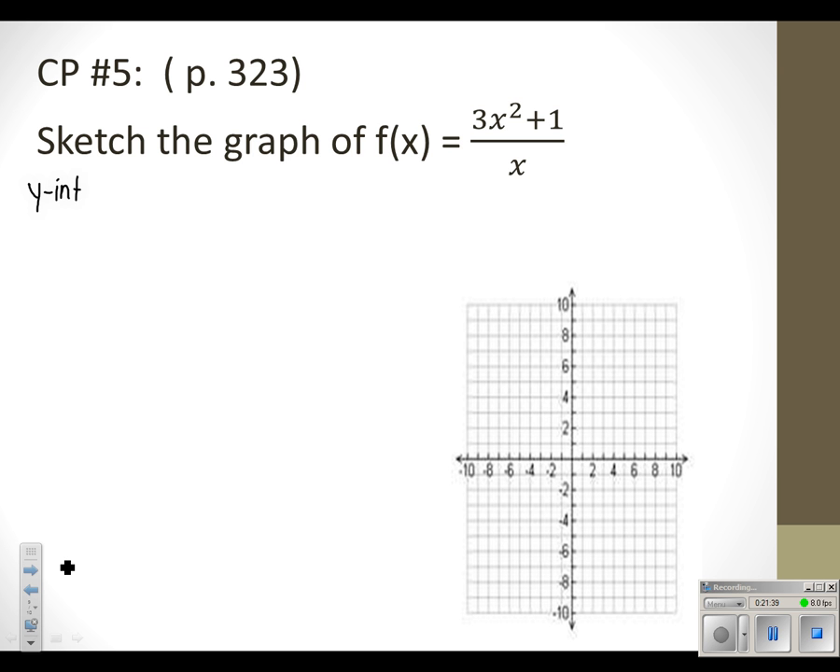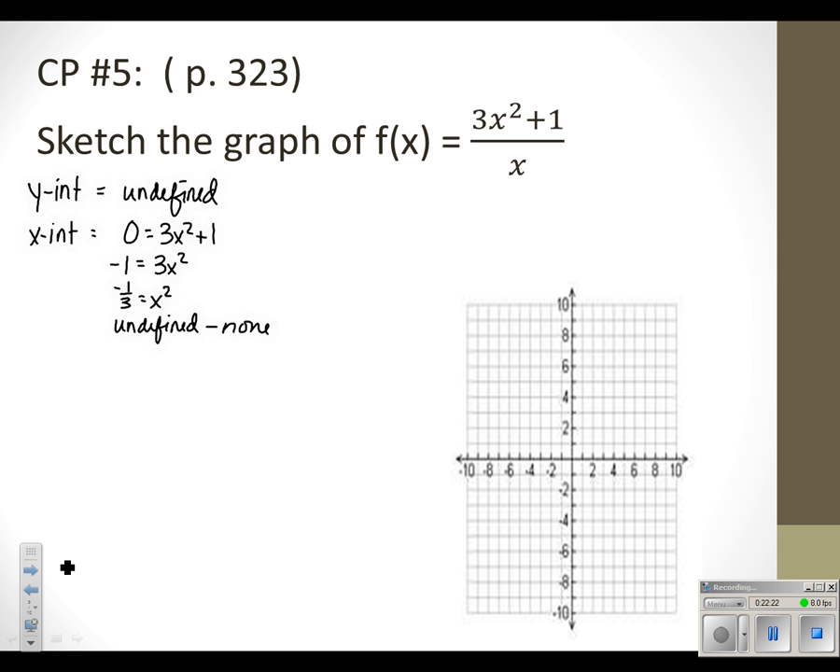Well, if we plug 0 in for x in this case, notice how we end up with a 0 in a denominator. So the y-intercept is undefined. For the x-intercept, taking 0 and setting it equal to the numerator, we're going to get negative 1 equals 3x squared. Divide by 3, we get negative 1/3 equals x squared. Now if we take the square root of both sides, we're going to end up taking the square root of a negative number, which again is undefined. So there isn't an x-intercept either.